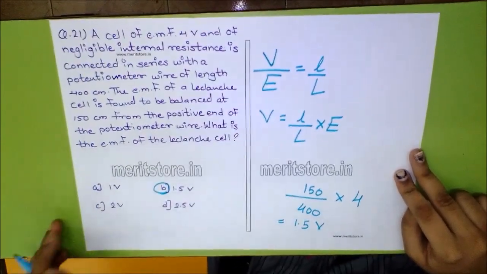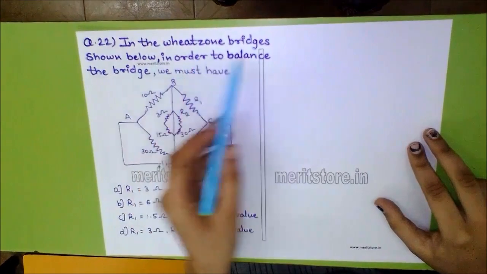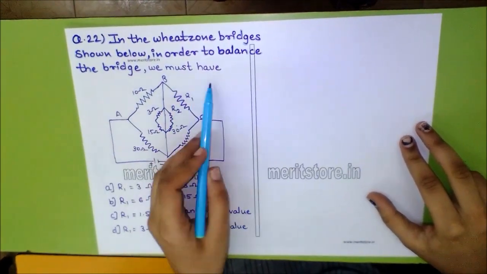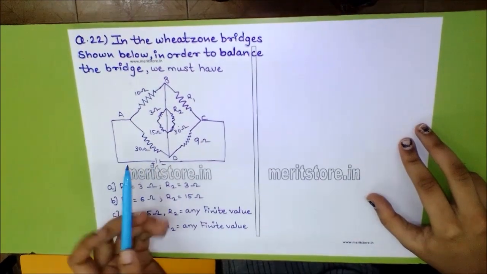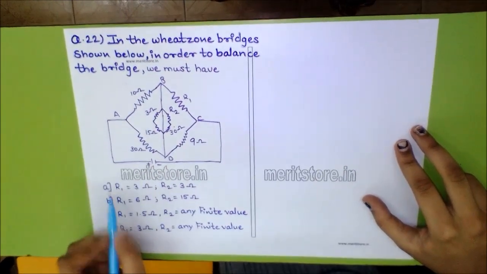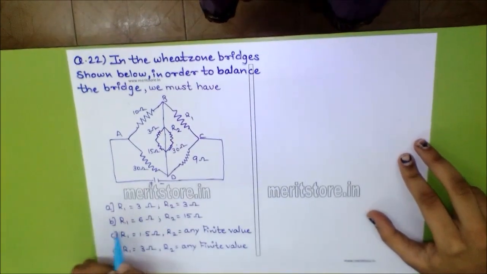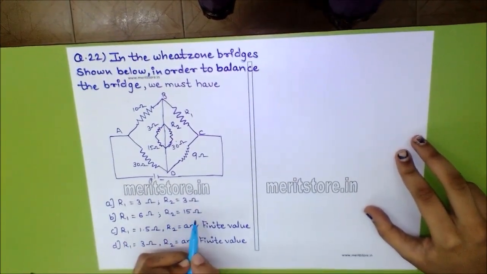Option B is the correct option. 2. In the Wheatstone's bridge shown below, in order to balance the bridge we must have, so this is the bridge which is shown to us below, and these are our options. A, R1 is equals to 3 ohms, R2 is equals to 3 ohm. B, R1 is equals to 6 ohm, R2 is equals to 50 ohm.